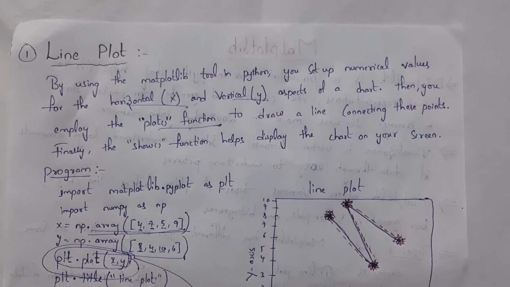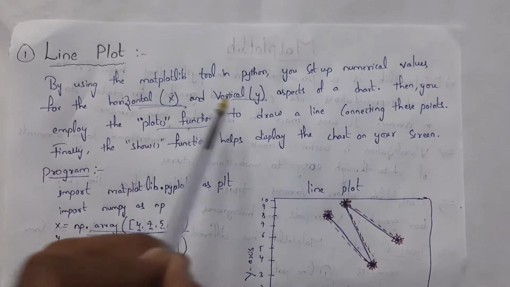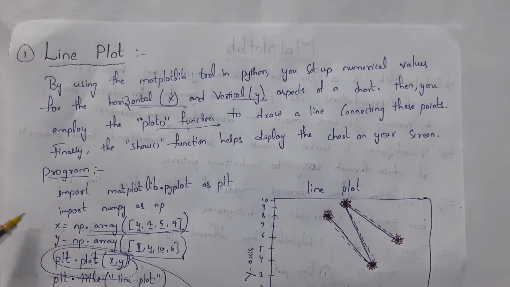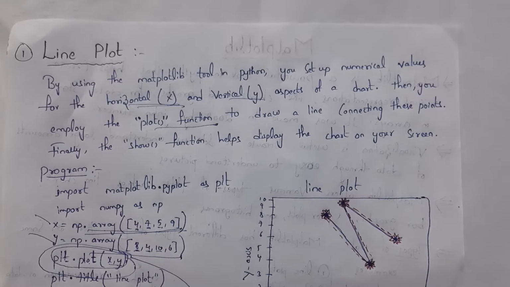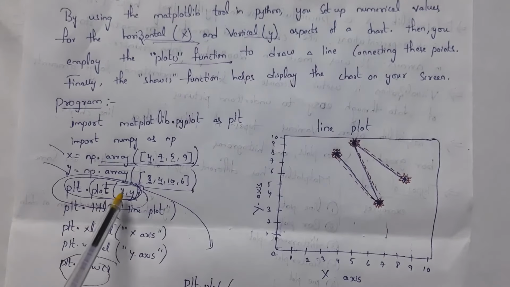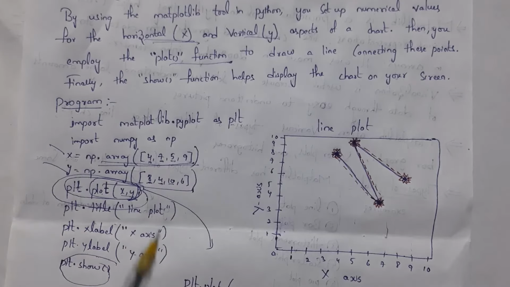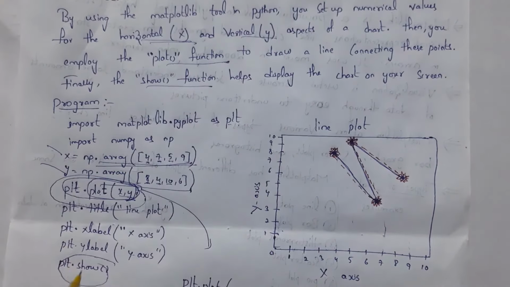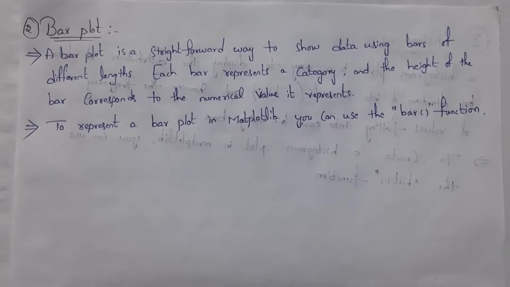By using the Matplotlib tool in Python, we need to set numerical values for horizontal x and vertical y. Here we give numerical values for horizontal x and vertical y. And by using the plot function, we can draw a line connecting these points. And at last, in order to see output, you need to use the show function. Show function will display output. Next I will explain what is bar plot.